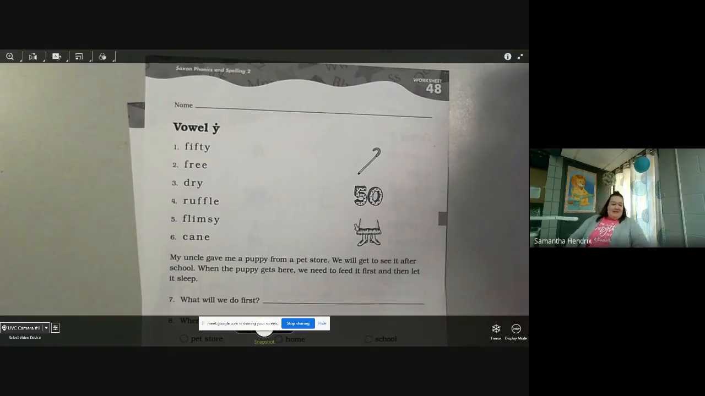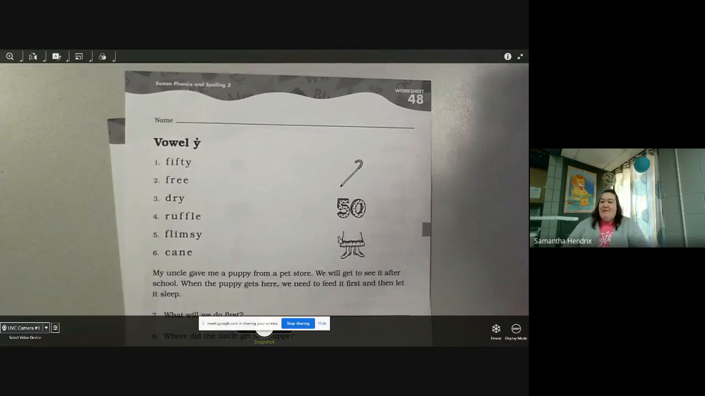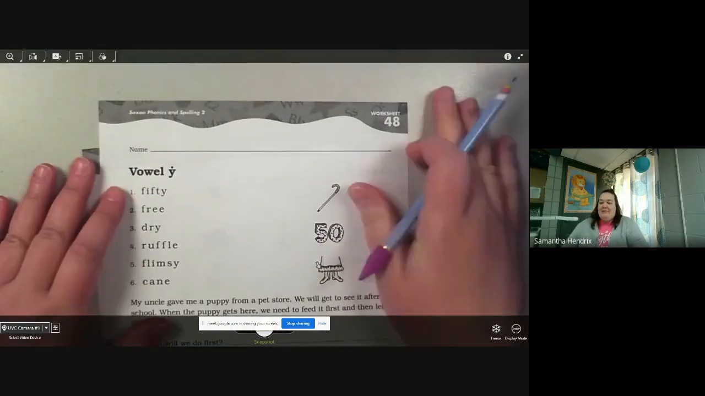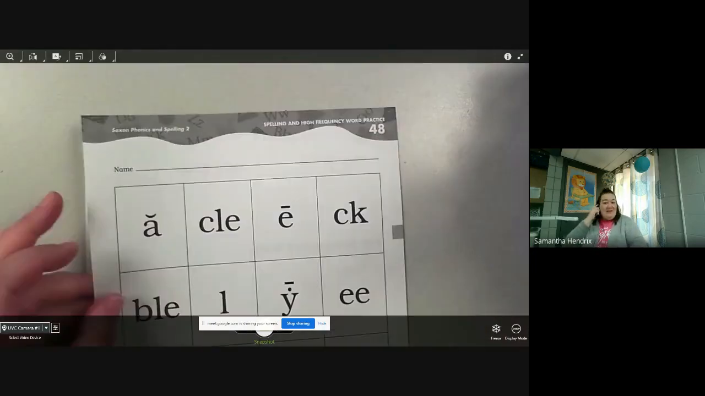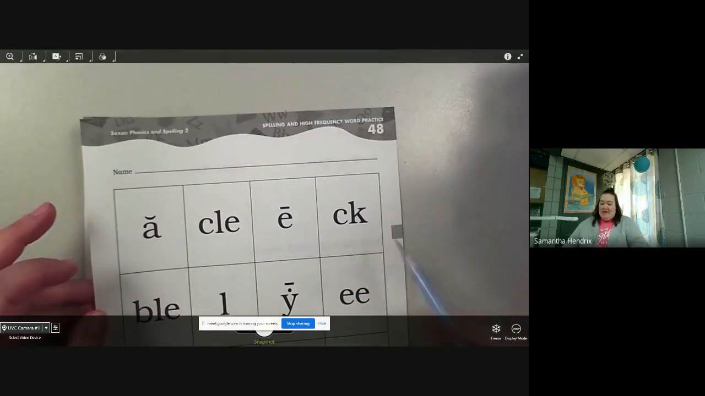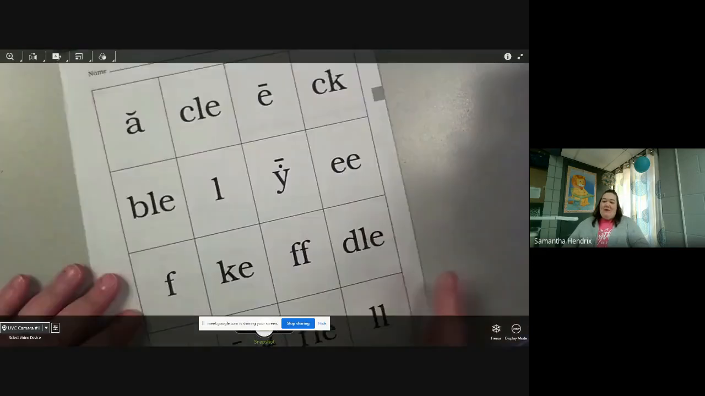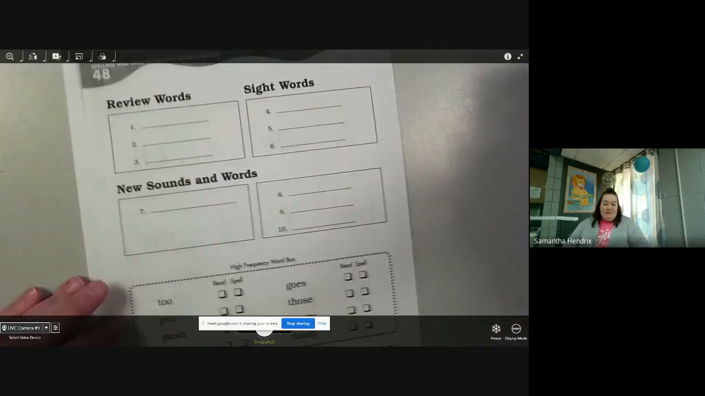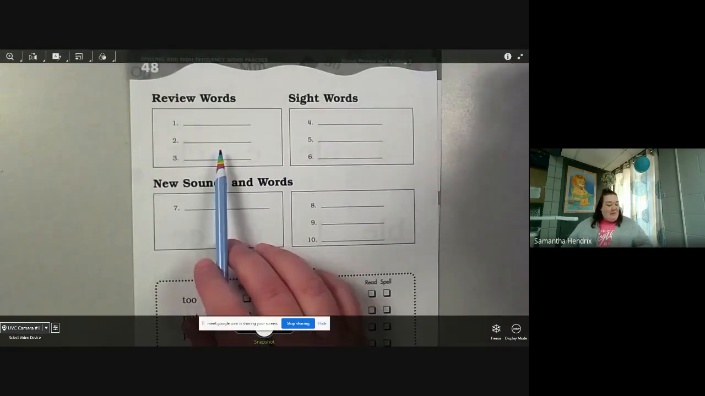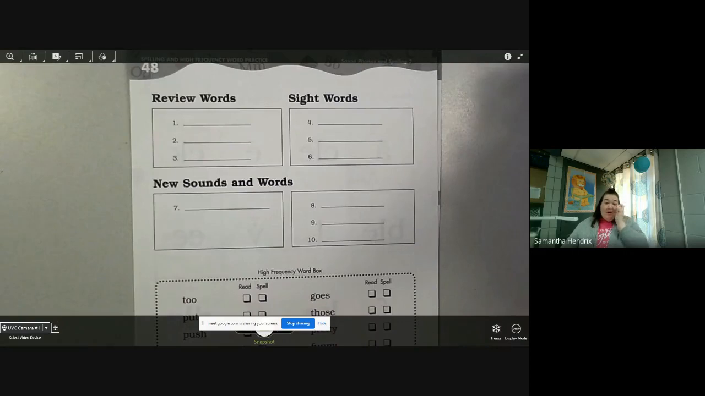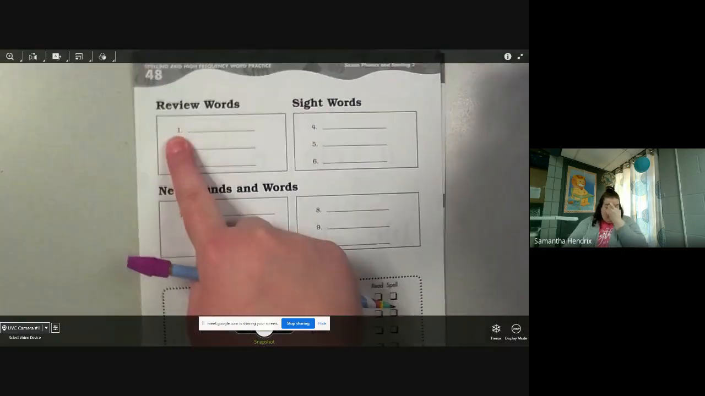Hello. Today is lesson 48. So you need worksheet 48, spelling and high frequency word practice 48. This is our bingo that we don't do. So we're going to start with our review words. So find review words and put your finger on one. Okay?